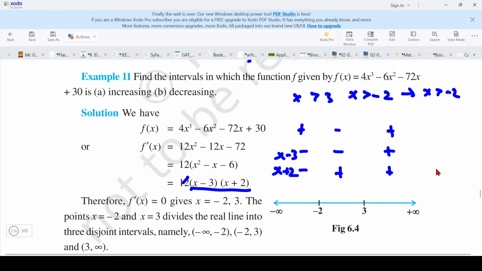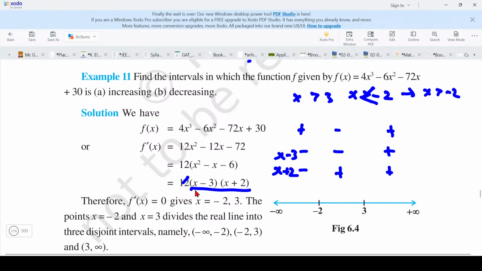Product of both positives is positive here. What does that mean? Essentially, when x is greater than 3 and when x is less than minus 2, this product is actually positive. Between minus 2 and 3, this is actually negative.